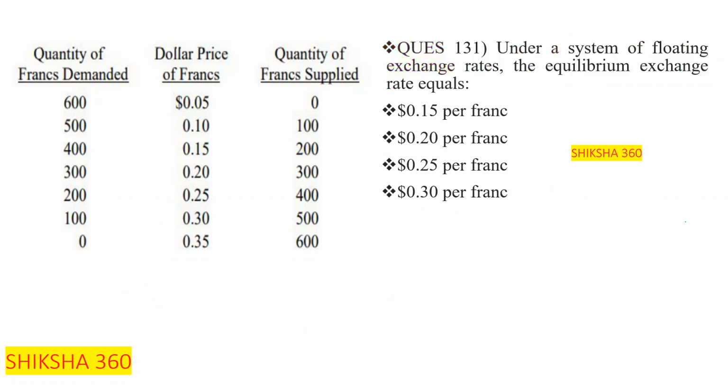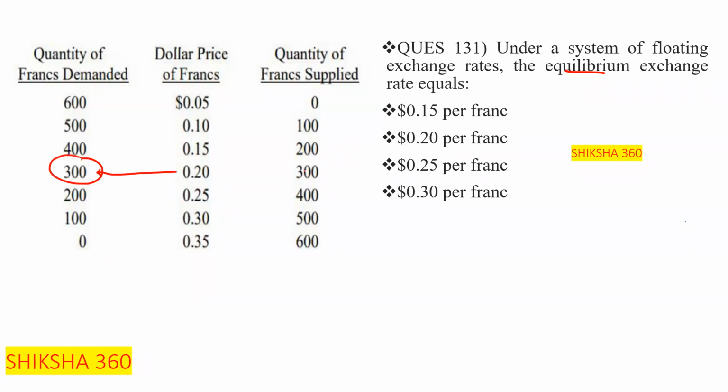Question number 131. A very easy question. Under a system of floating exchange rates, the equilibrium exchange rate equals. What is equilibrium? It is the rate where the quantity demanded is equal to the quantity supplied. And here, what is the equilibrium rate? It is this one.